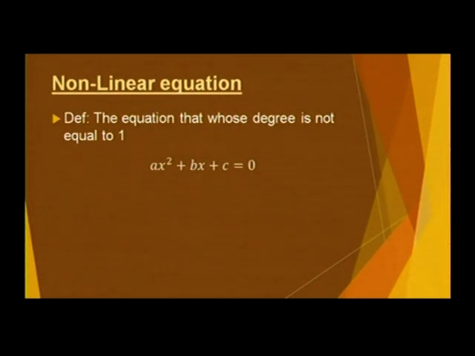Now, ax² + bx + c = 0. Here it is the equation. So which equation is this? It is a nonlinear equation. How can you tell it is a nonlinear equation? Because the degree of the equation is not equal to 1, it is equal to 2.